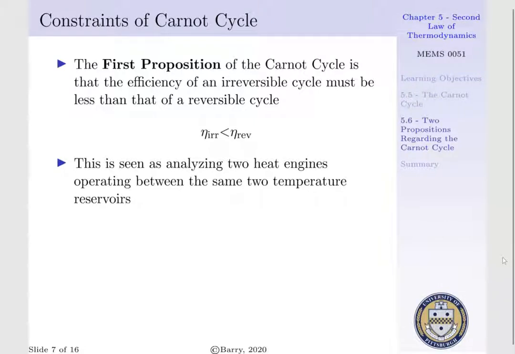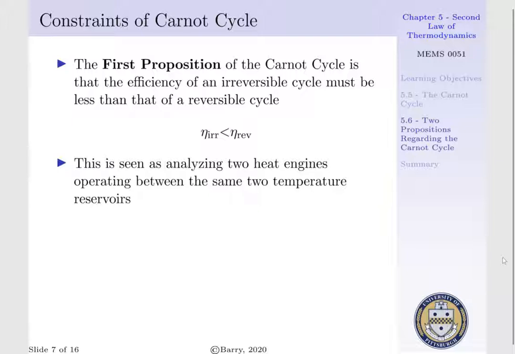There are two propositions associated with the Carnot cycle. The first proposition of the Carnot cycle is that the efficiency of an irreversible cycle must be less than that of a reversible cycle. That is, eta sub IRR has to be less than eta sub REV.